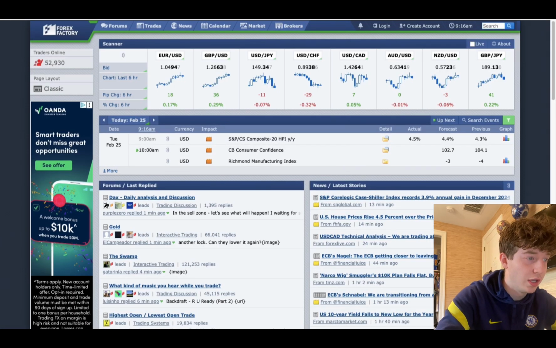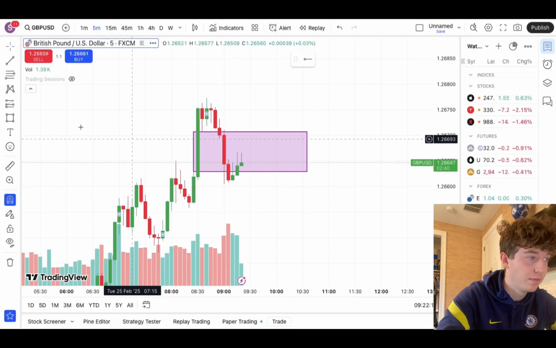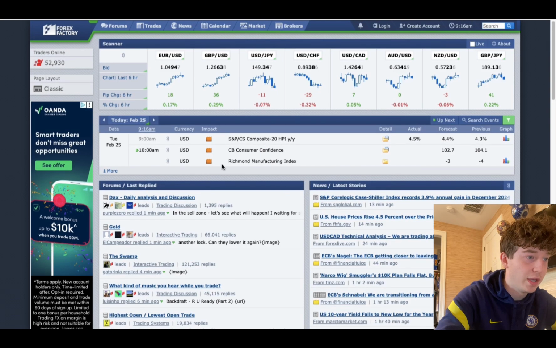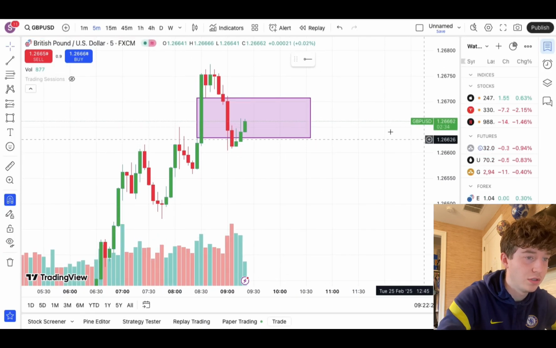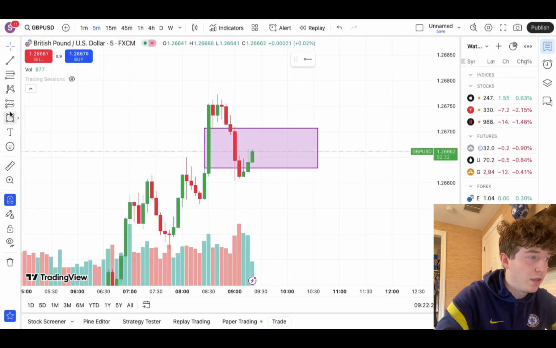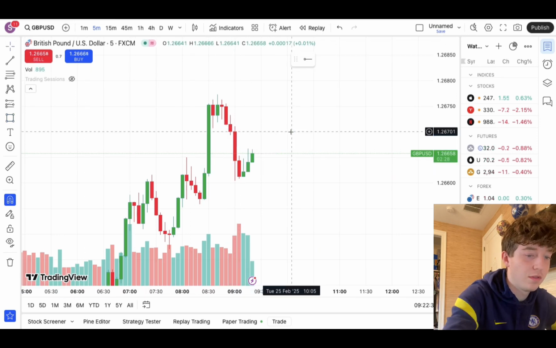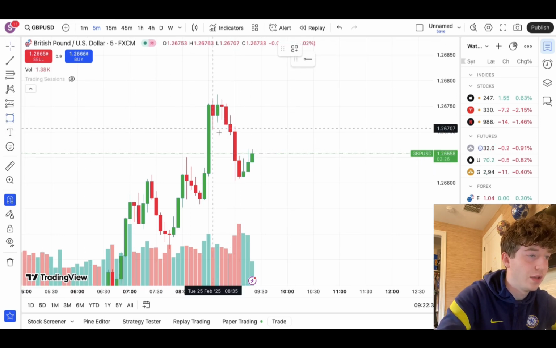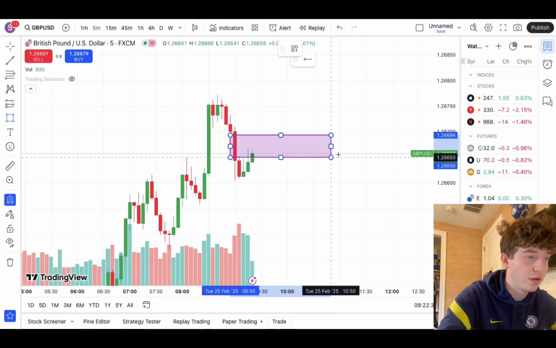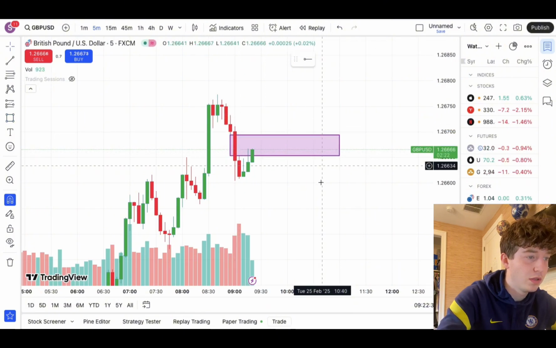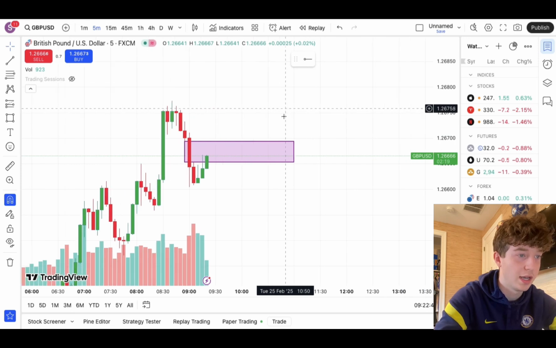Obviously, news just hit. News is hitting at 10 a.m. It's not big impact news, so it shouldn't affect it too much. But here's what we're looking for. Let's delete this. We have a fair value gap here. So we are currently in an uptrend, okay? We have higher lows and higher highs.